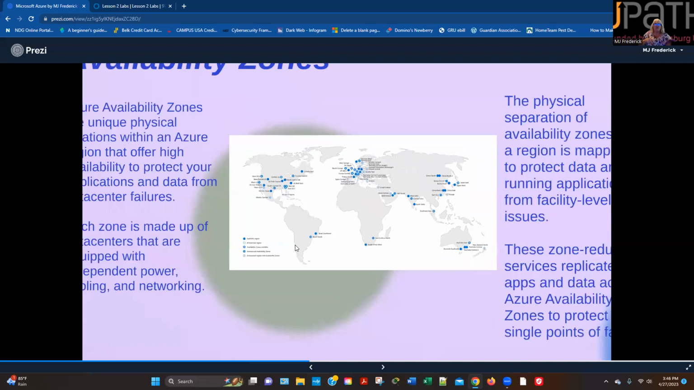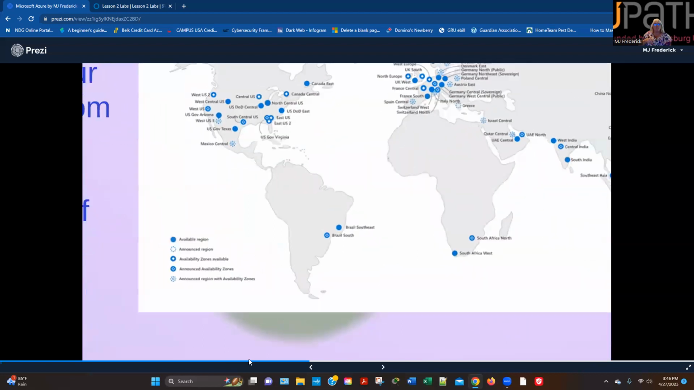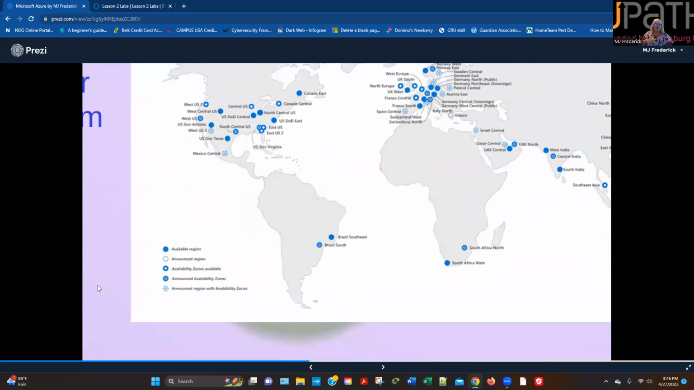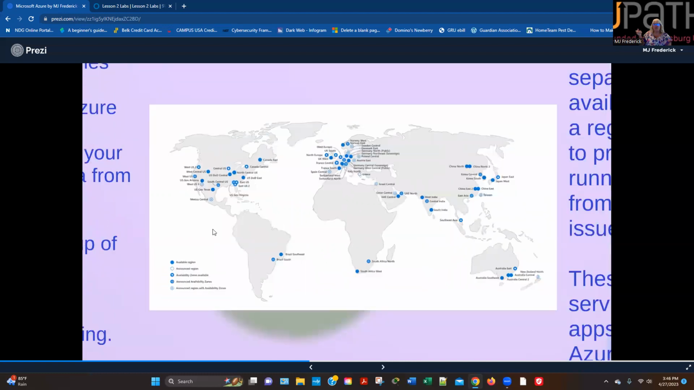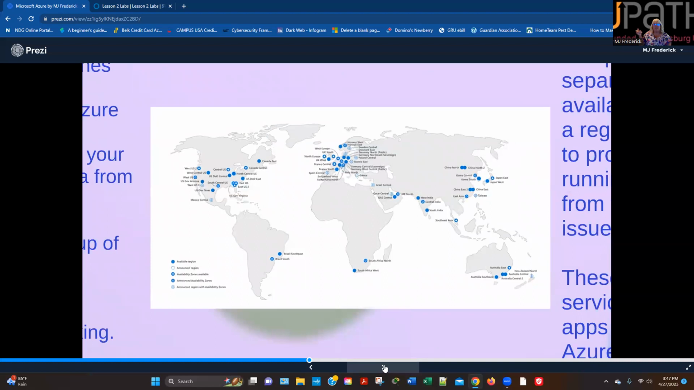And I've got this map here that shows you, okay, if you look at it closer, the available regions, what they're announcing that's coming, availability zones available, announced availability zones. And so you get the idea of where they're located. I mean, look at these over here, like Norway West, Norway East, that are coming. So you see where these availability zones are located, or those that are going to be coming across the globe.